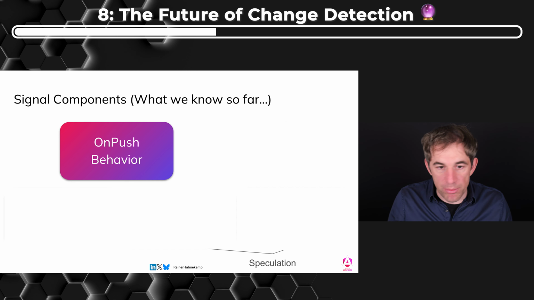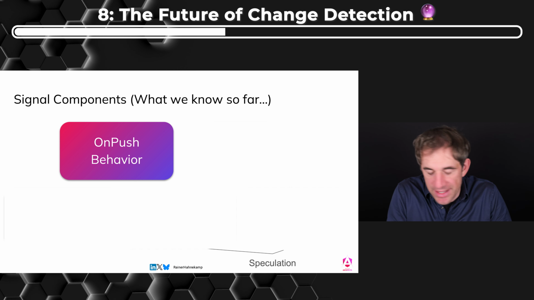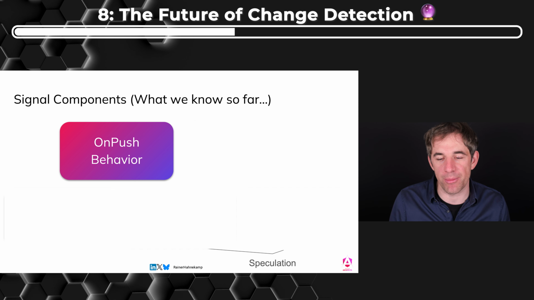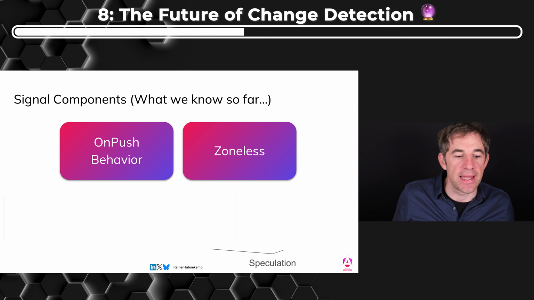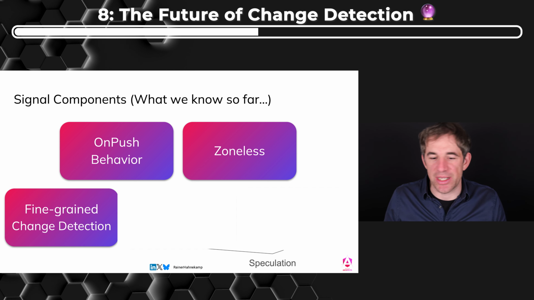It will also have this OnPush behavior. I mean, if we have to use signals, then that's not an issue. As we know, signals work very good with OnPush. It will not have zone.js, obviously. And this fine-grained change detection, I explained that one before. And the rest is then speculation.